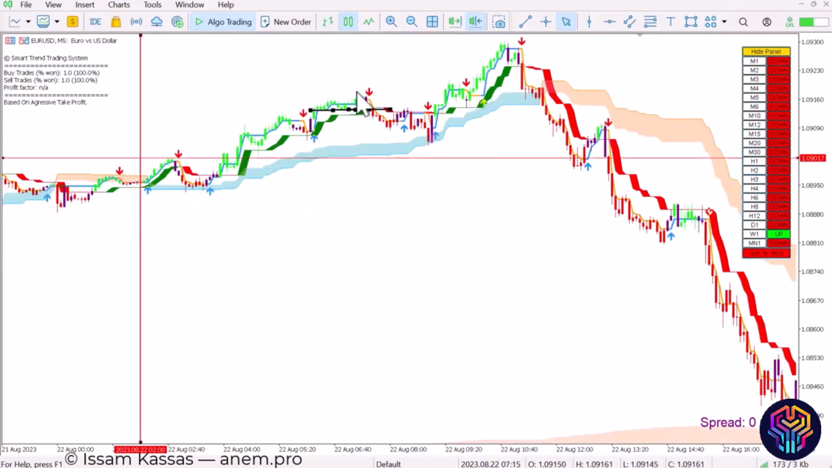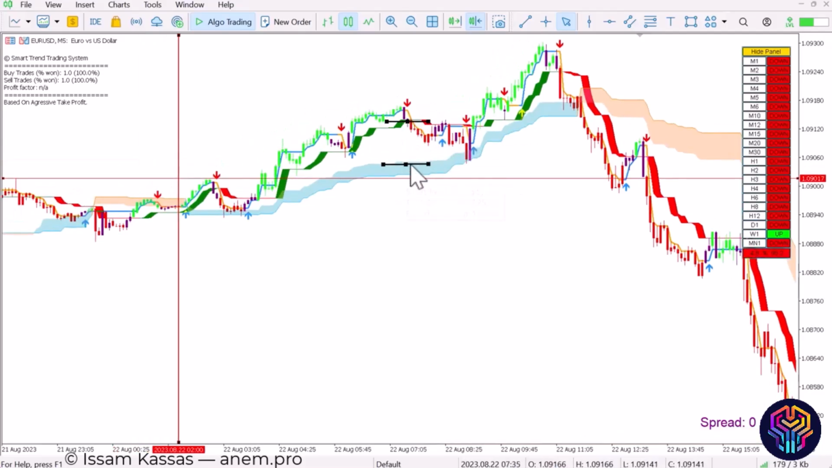Now moving on, I got this signal right here. But notice what happened. The price came back and it took me out with a loss. So basically we are under the same conditions. We are above this cloud, and I got this entry signal here. I would enter at that price at the close of the candle, and the price came back and took me out with a loss.